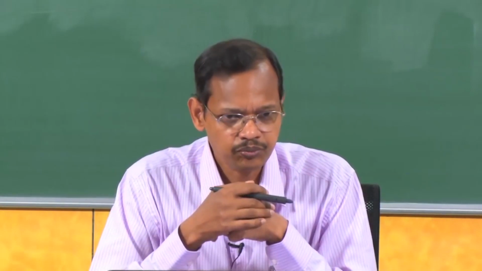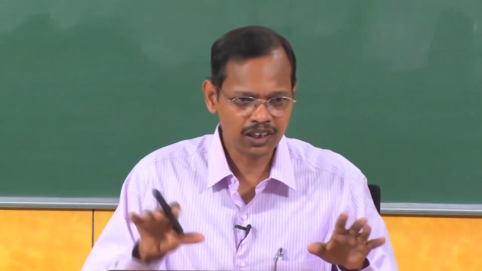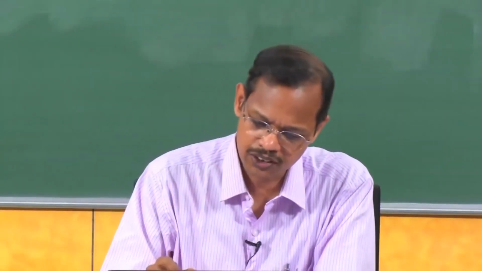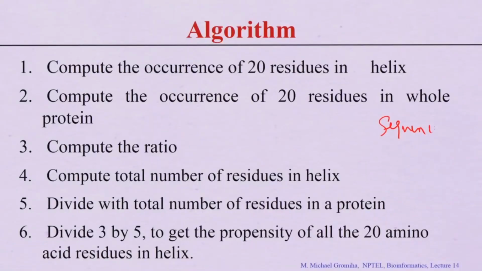Sequence. So, we need the sequence of the 20 different amino acid residues, and you need the secondary structure assignment. First we need to get the occurrence of the 20 residues in helix, and we need the same occurrence in the full protein. So, in the full protein, how many residues of a particular type, for each type we can get, and how many in helix, then you can calculate the ratio.